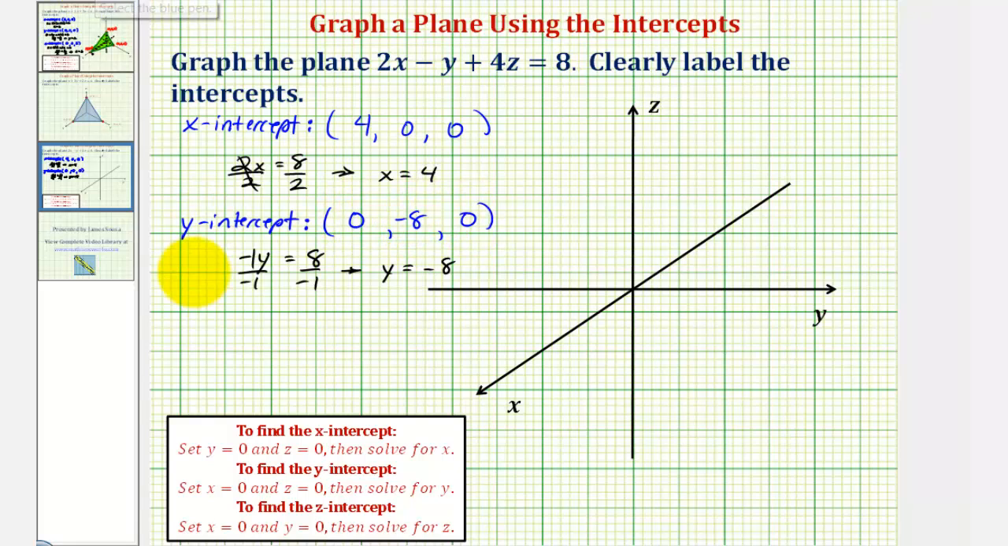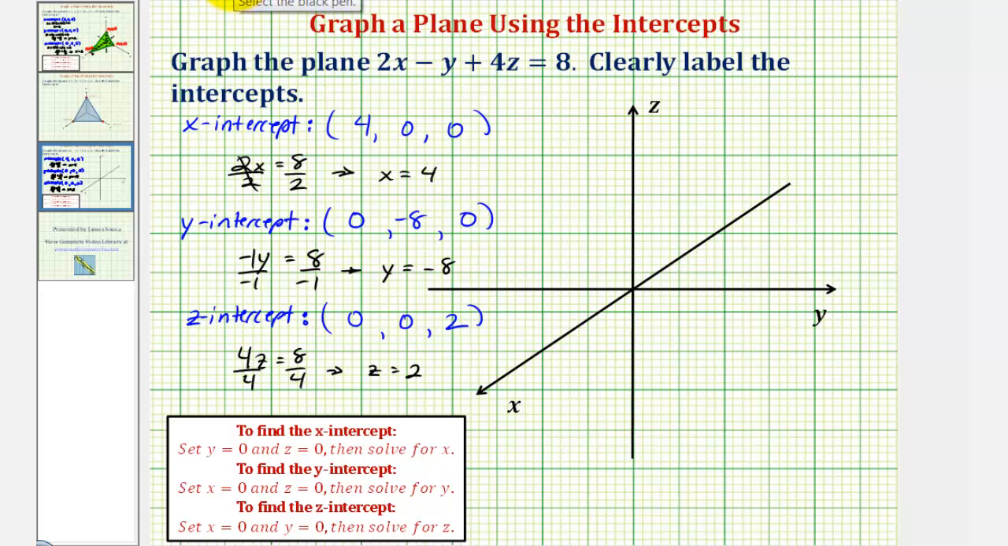And finally, to find the z-intercept, once again we set both x and y equal to 0 and solve for z. So again, looking at the equation, if x is 0 and y is 0, we would just have the equation 4z equals 8. So 4z equals 8, we divide both sides by 4, we have z equals 2, which means the z-intercept is the point (0, 0, 2).